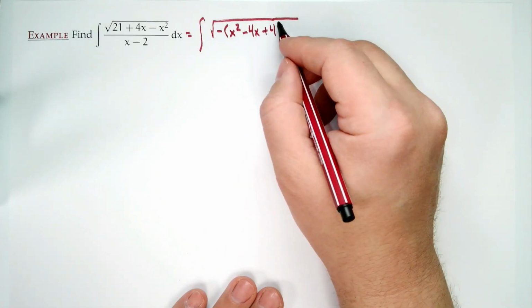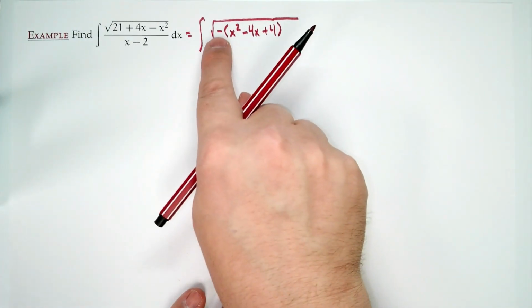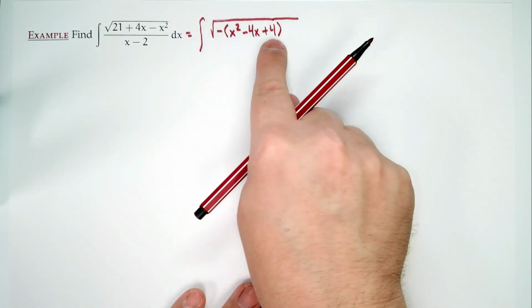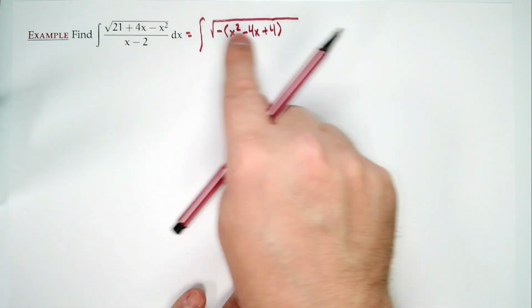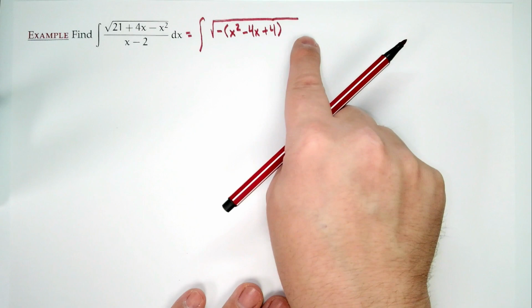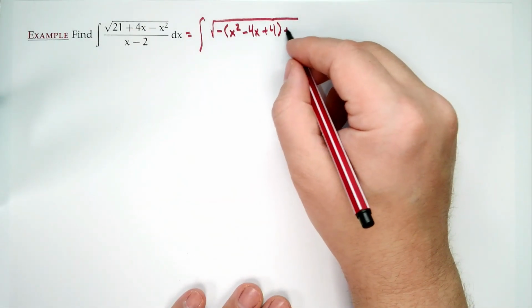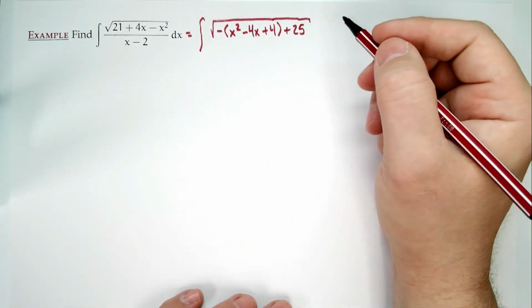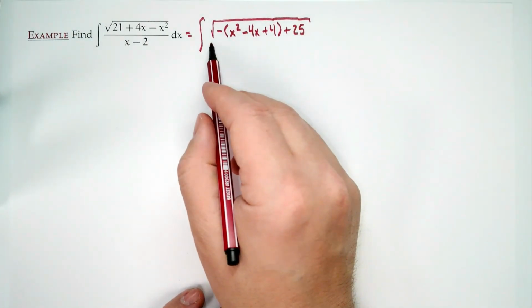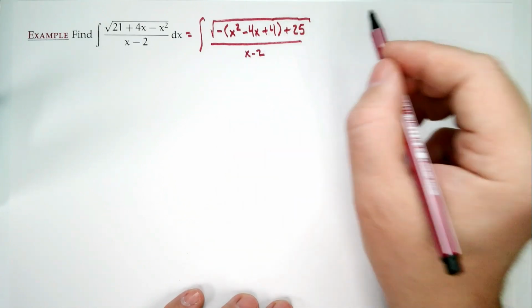Now that's a perfect square. I'm going to put a parenthesis here. Now I have to be careful. I have here minus 4, and I need to end with 21. So minus 4 plus what gives 21? The answer is 25. Minus 4 plus 25 is 21. And downstairs we have x minus 2. All right.